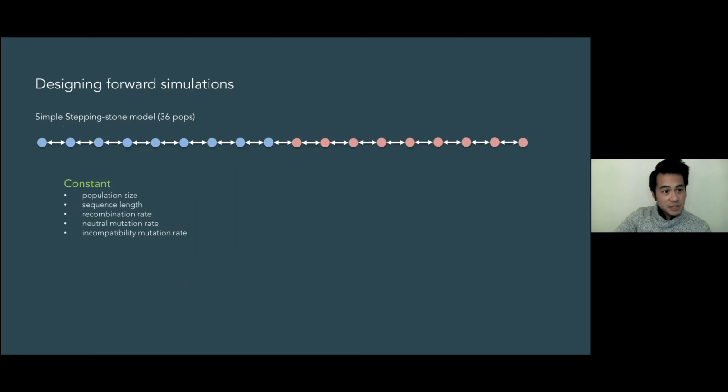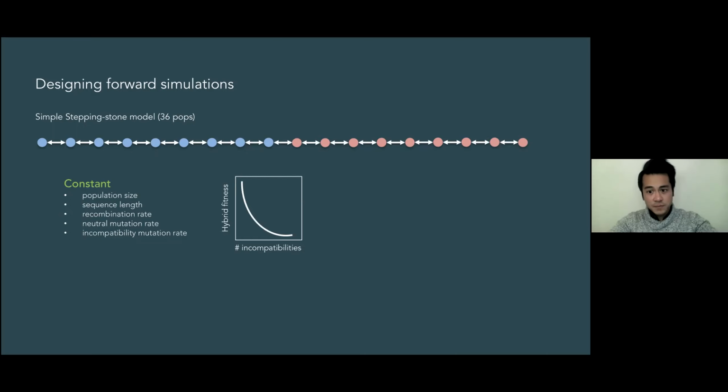And so let me try to break down these simulations a little bit further. I'll try to keep it simple. 36 populations, simple stepping stone model, so you have movements between your neighboring populations in this stepping stone. We have these two populations, the blue and the red. There's no ecological difference between them in these simulations. I keep population size, sequence length, recombination rate, mutation rate, and so on, consistent across them. The only thing that I add on is these incompatibilities.